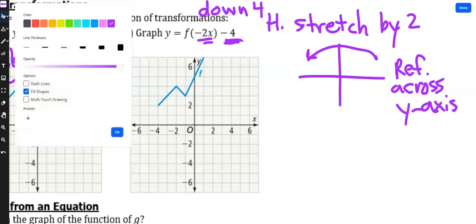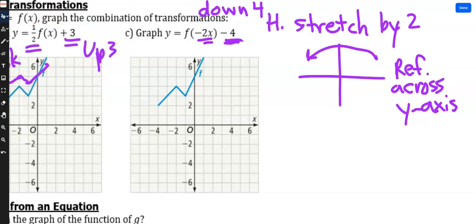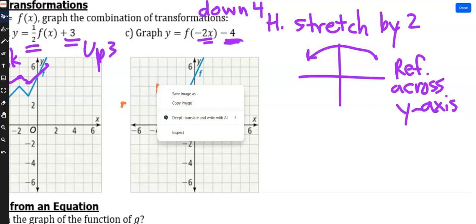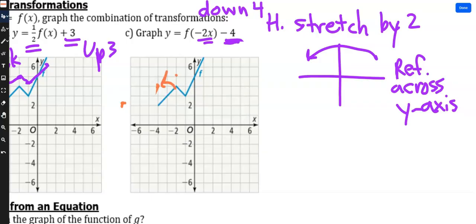So, we'll start with the horizontal stretch by 2. Horizontal stretch by 2. So, this point is going to jump off the graph. I mean, it's actually going to go all the way over there. And then, of course, that point will be right here. Sorry, this point moves to there.